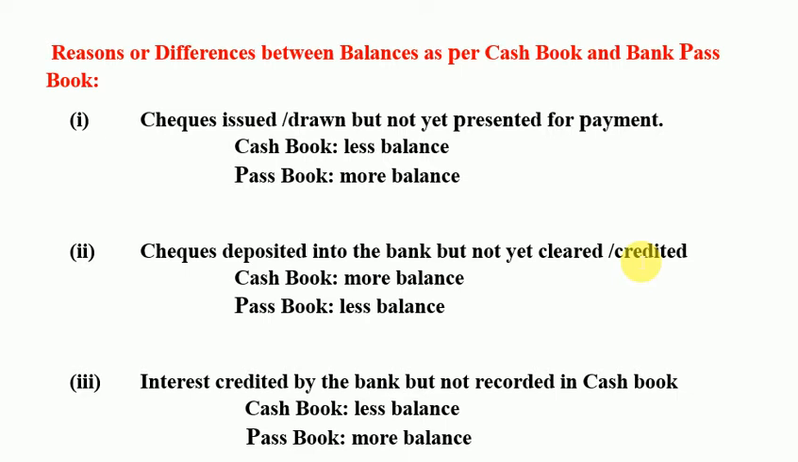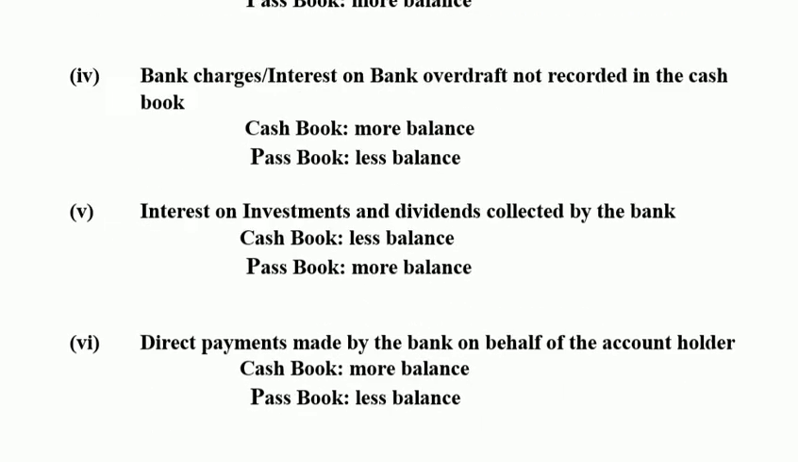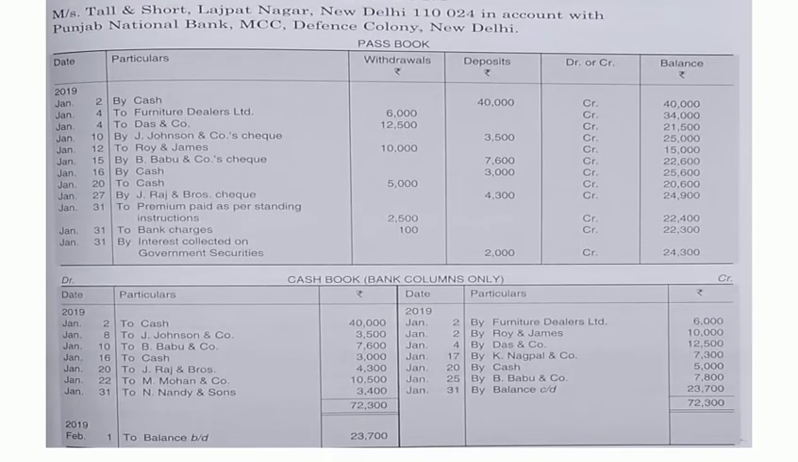Therefore, difference will arise on a particular date in the bank balance as per cash book and the bank statement. To make this point clear, we will again go to the format of passbook and cash book of Messrs. Tall and Short. So here, let us see in the cash book, whenever the check is deposited, then it is recorded on the debit side of cash book. So you can see on January 8, children, January 8 to J.